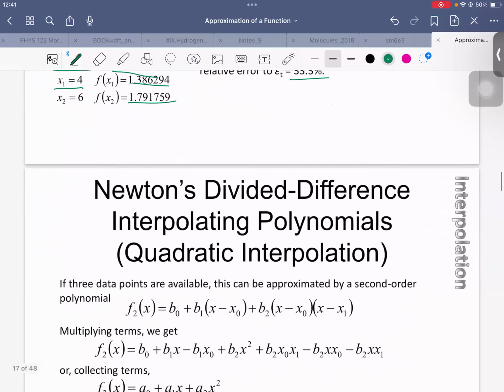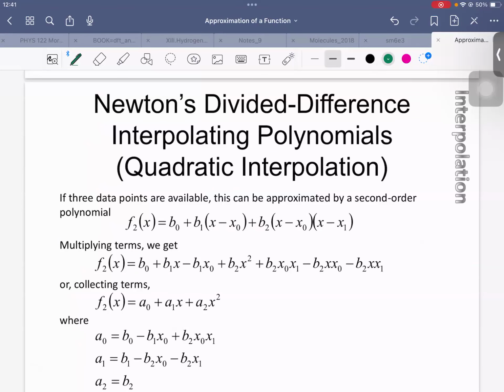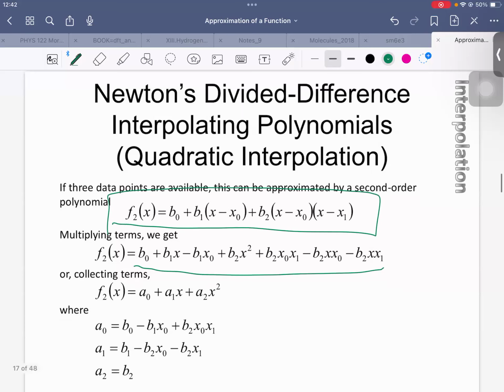Now, the previous one is for linear interpolation. Now for quadratic interpolation, you just increase the number of terms, but it's a bit more complicated. So you can write f sub 2 as this equation, and you can generalize it. Okay, it looks like that.